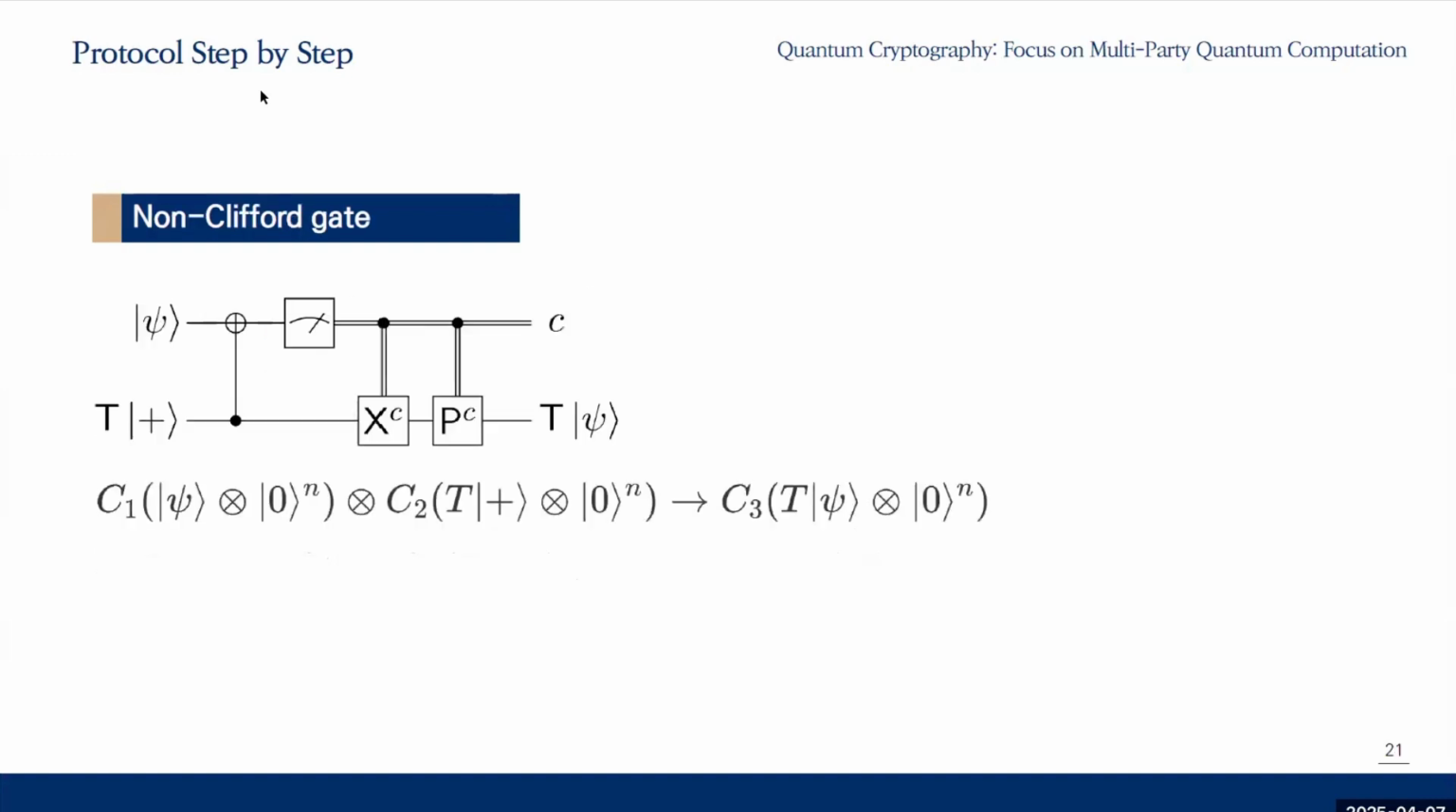And next, we look at how we handle non-Clifford gates. The diagram here illustrates the process for applying the T-gate. Starting with the input state psi, we prepare an auxiliary plus state and apply the T-gate. Classical MPC collects the measurement outcome C, and depending on the value, applies a conditional Pauli X gate and a conditional phase gate. As a result, we obtain the desired output T times psi. Finally, the state is re-encoded, ensuring secure non-Clifford computation.